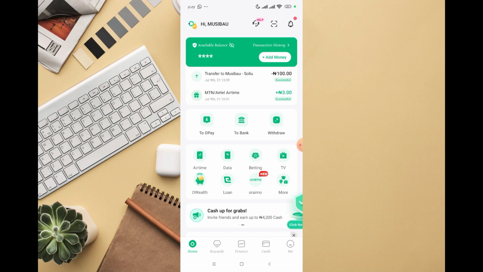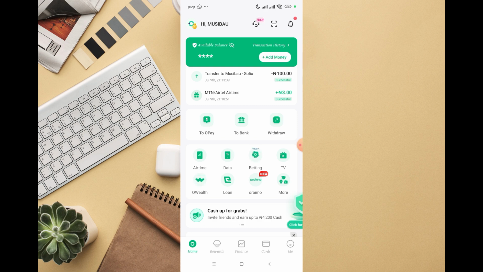Then they're going to fact check the payment. They're going to see if the person received the money or the money is hanging somewhere. If the money is hanging somewhere and the person has not received the money, they can actually reverse the money back to your own Opay account. But once the payment is successful, like it is a successful transaction, you cannot do anything about it. It's done and successful, so there is nothing you can do about that.